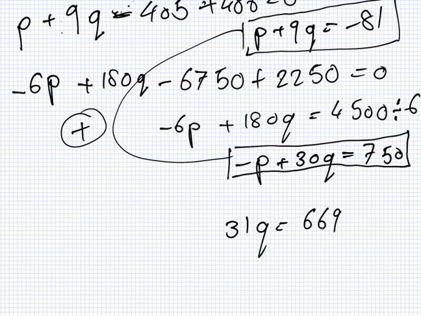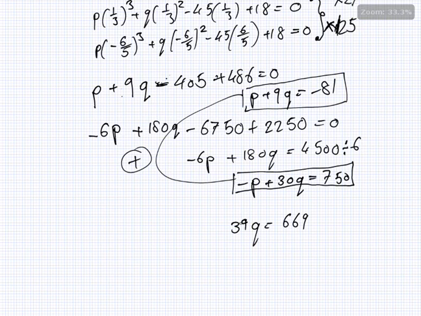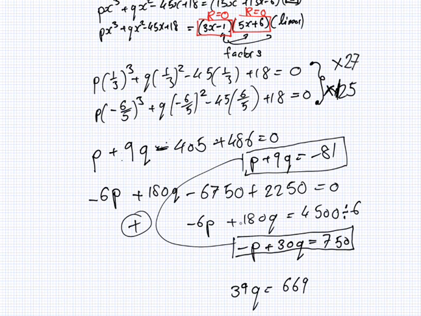No. Oh, rats. Oh, wait, no. 39q. We're adding them together. So let's try that again. 669 divided by 39. No. 750. Hold on. Ah, rats. We made another number mistake somewhere. Can you spot it? Something to do with the calculation.